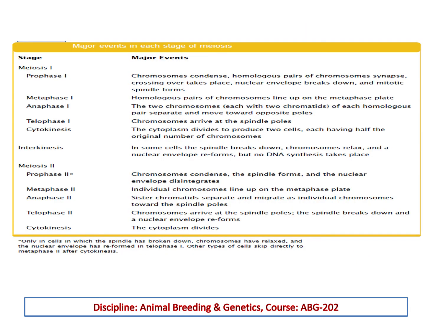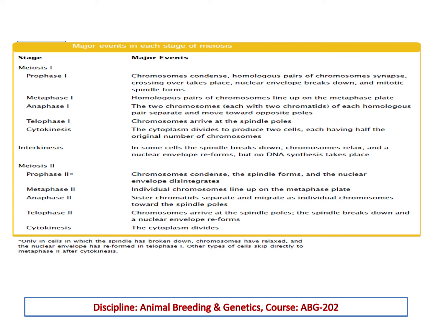Okay, so these are the major events in each stage of meiosis. If we see the difference from mitosis, in meiosis 1, prophase 1, what would happen? Chromosomes condense, homologous pairs of chromosomes synapse, and crossing over takes place, and this is the most important event for genetic variation. The nuclear envelope breaks down, and the mitotic spindle forms.